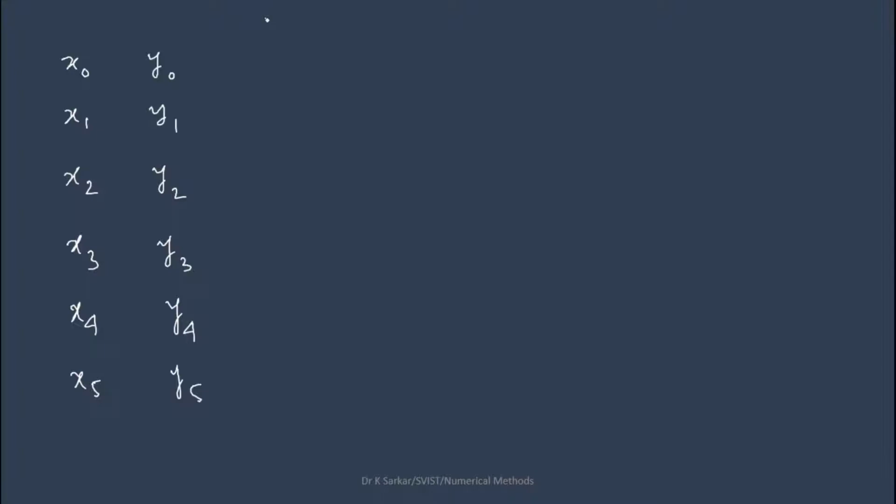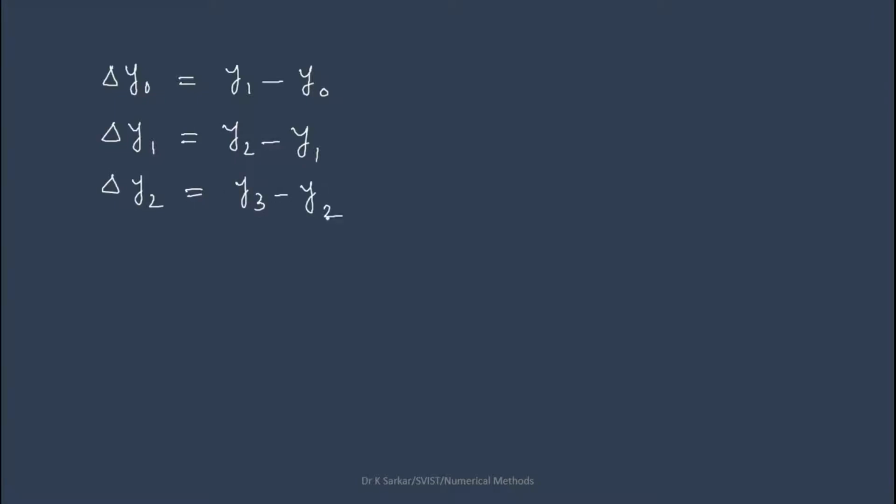The first order difference del y is y1 minus y0, written in the middle of y0 and y1. Similarly, y2 minus y1 in the middle of y1 and y2. Then y3 minus y2, y4 minus y3, y5 minus y4. So, del y0 is y1 minus y0. Del y1 is y2 minus y1. Del y2 is y3 minus y2 and so on.